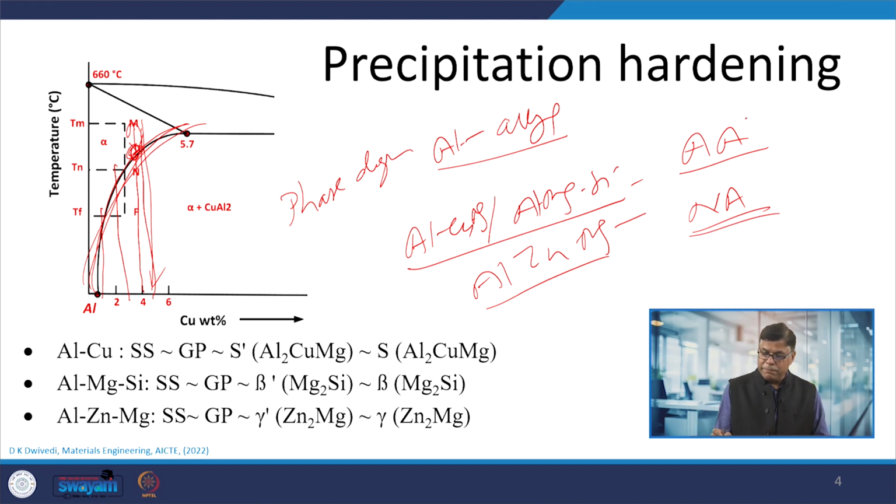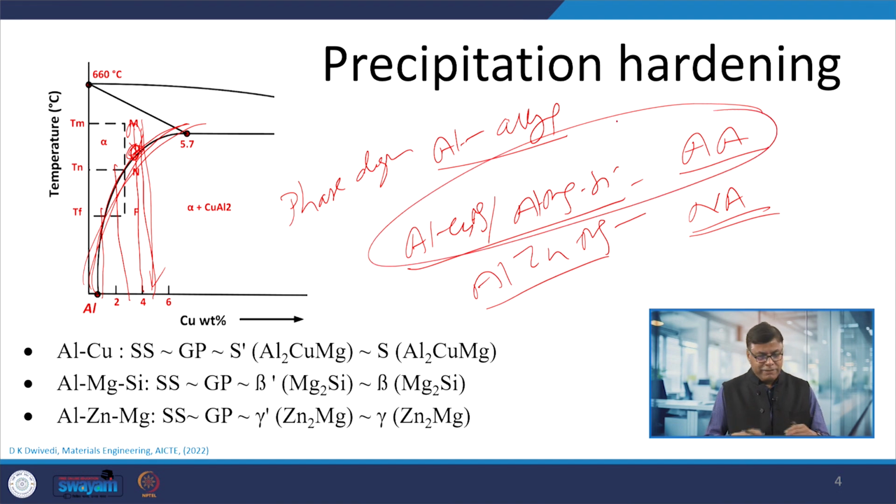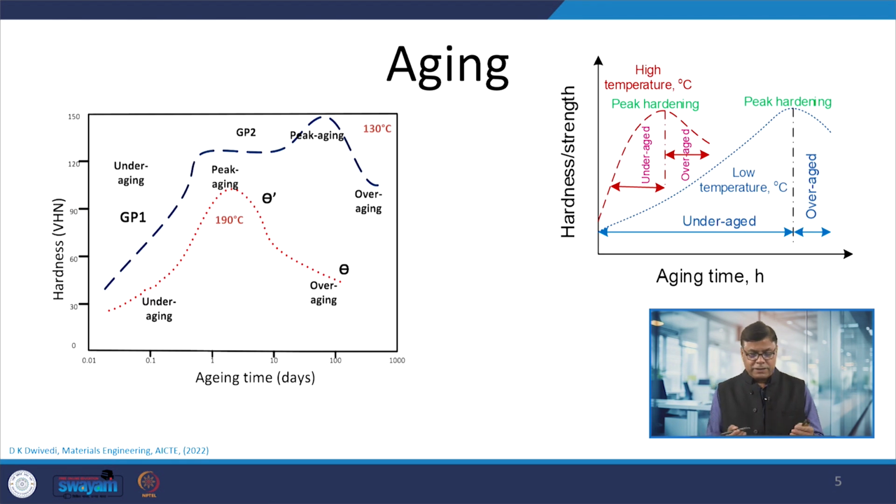Okay. So, depending upon the alloy composition, we can use natural aging or artificial aging. So, these are the steps related to the precipitation hardening heat treatment. Okay. This is what shows what happens during the aging.